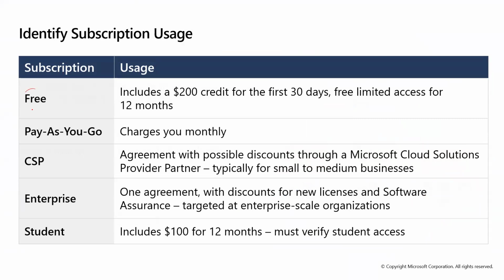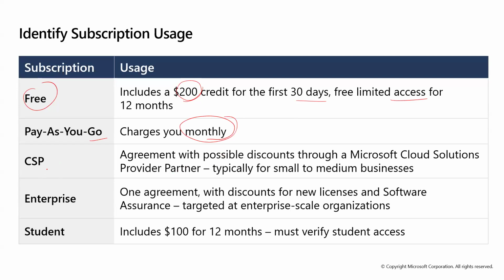So I have already shown you that you could create your free tier account and they will be providing you $200 for the first 30 days and limited free access for 12 months as well. After this, pay as you go, they will be charging you on a monthly basis. Invoices will be generated and you have to pay.